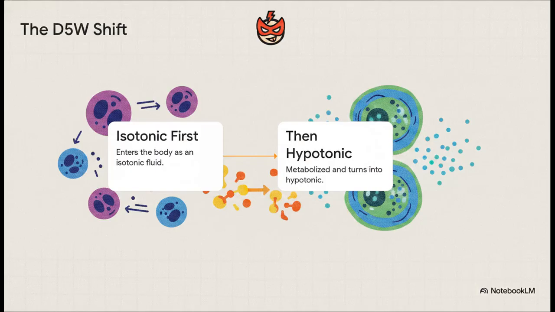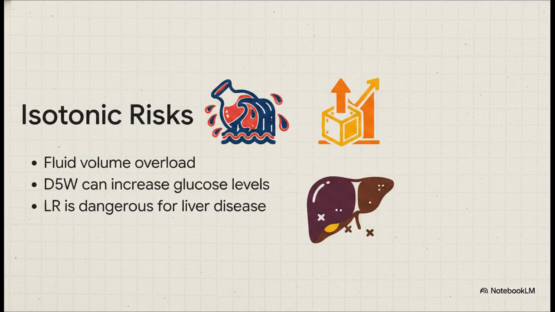But there's always a rule breaker, right? Watch out for 5% dextrose in water, or D5W. It actually enters the body starting out as an isotonic fluid. But once it's inside, the body rapidly metabolizes that dextrose. And then step 2 kicks in, and it actually turns into a hypotonic fluid. It's a total shapeshifter. Now, you might think equal means entirely safe, but that's definitely not the case. The primary risk with isotonic fluids is simply fluid volume overload, just giving the body way too much volume, way too quickly.